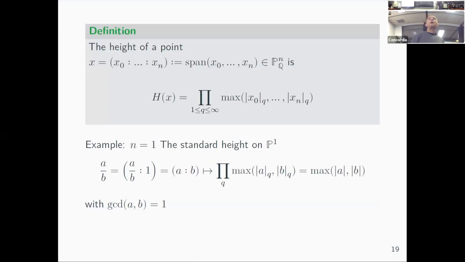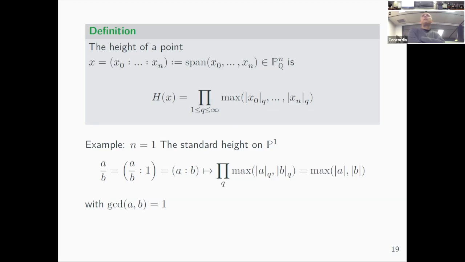This point [x_0 : ... : x_n] is supposed to stand for the span of the vector x_0 to x_n as a point in P^n(Q). So it's a one-dimensional subspace. And what you do is the following: you take this x_0 to x_n, and you go over all primes. And here I count the prime at infinity as a prime, and you look at the absolute value.